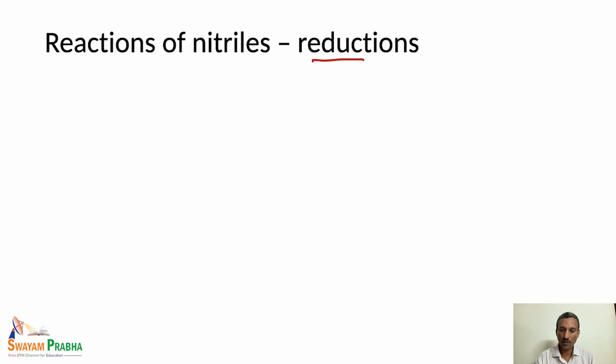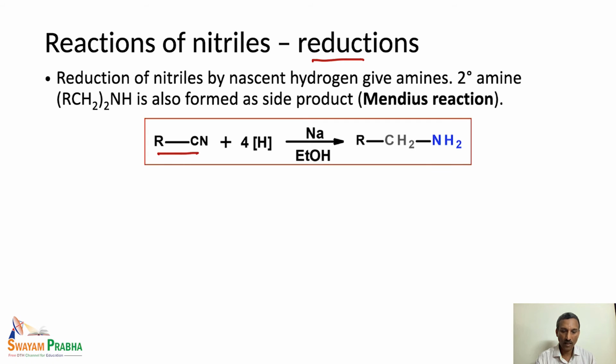The first one is the reduction reaction. When alkyl nitriles are treated with sodium and ethanol, they produce amines. This is the standard reaction. The cyanide has a C triple bond N. This is reduced: here 2 hydrogens are added, here also 2 hydrogens are added, so we end up with a primary amine. This is a simple reaction. Reduction of nitriles by nascent hydrogen gives amines, and the secondary amine is also formed as a side product. So, we will look at how a secondary amine is formed in this reaction.